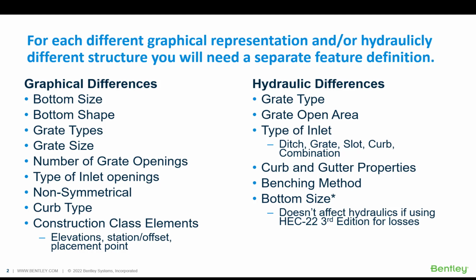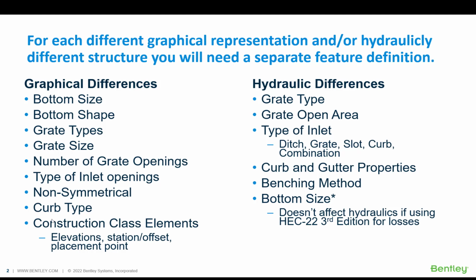But something we don't want to sacrifice is the hydraulic side of things. So if it has a different grate type, or a different open area for the grate, or it's a different type of inlet, then we want to make sure that we're creating a separate feature for that, because that is going to drive the capacity calculations for these inlets. Another thing to consider is the curb and gutter properties. So when we are calculating spread and gutter depth, that always occurs at the inlets, and it's going to come from the curb and gutter properties inside of that inlet's prototype.